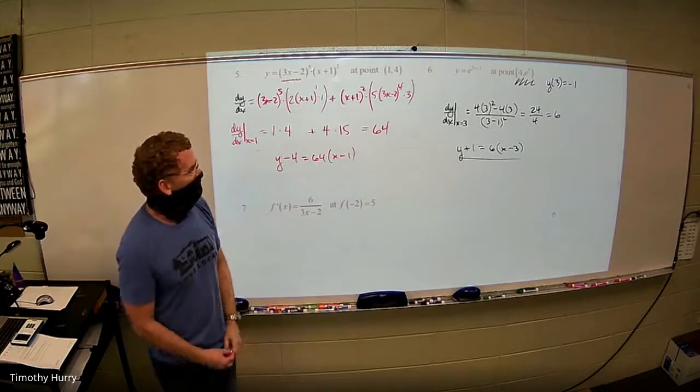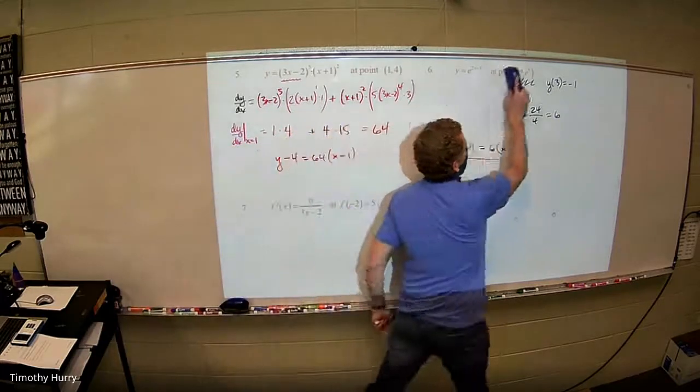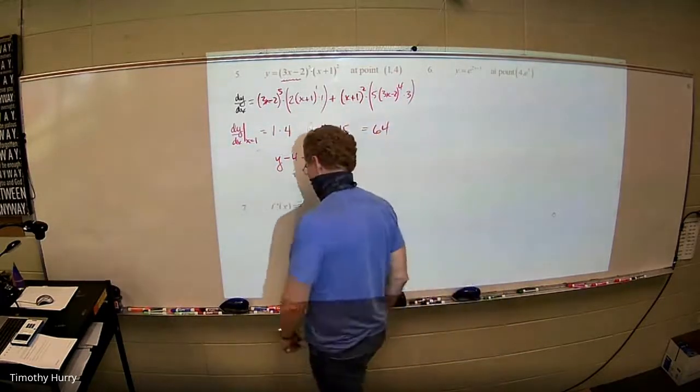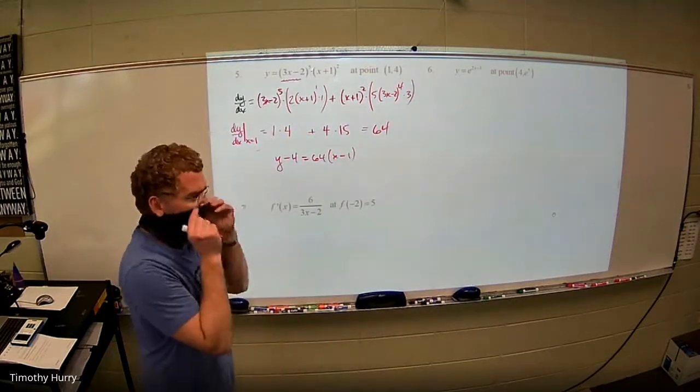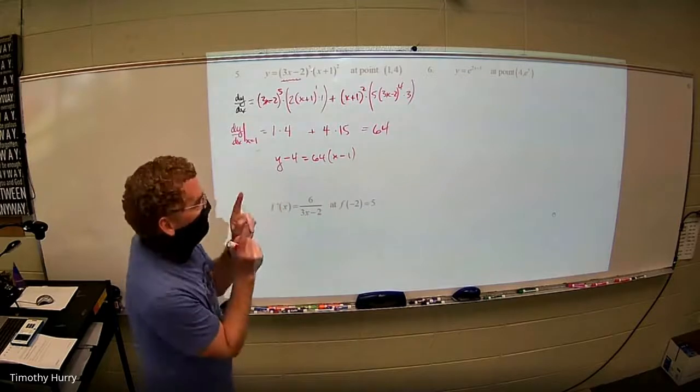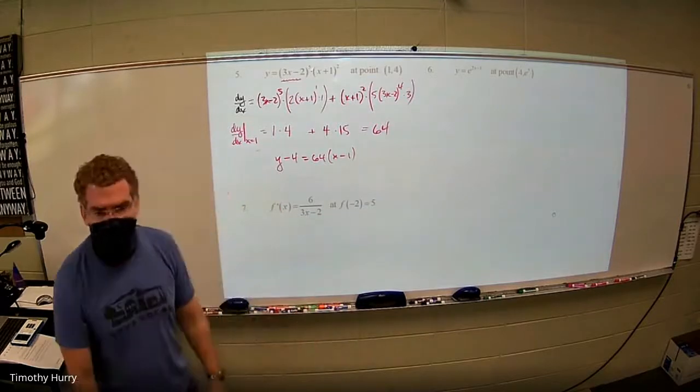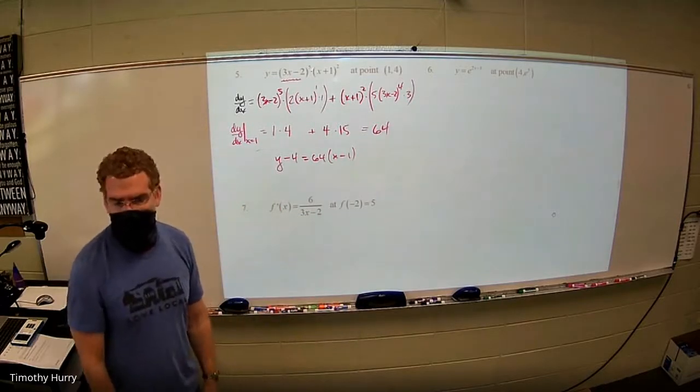All right, and then finally, what is number 6? It says find the equation of the line tangent to that curve at that point. Well, at least they gave you the y value, right? So you've got the point. How do you find the slope?